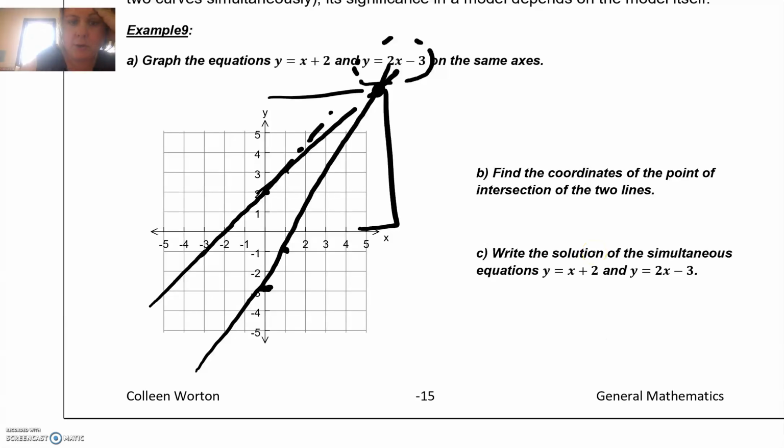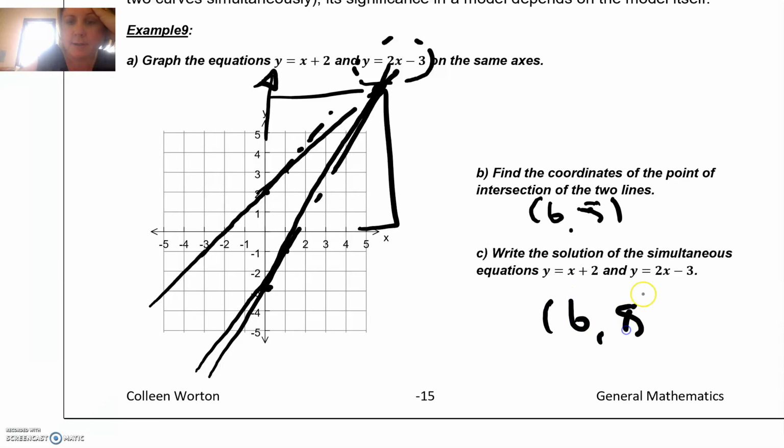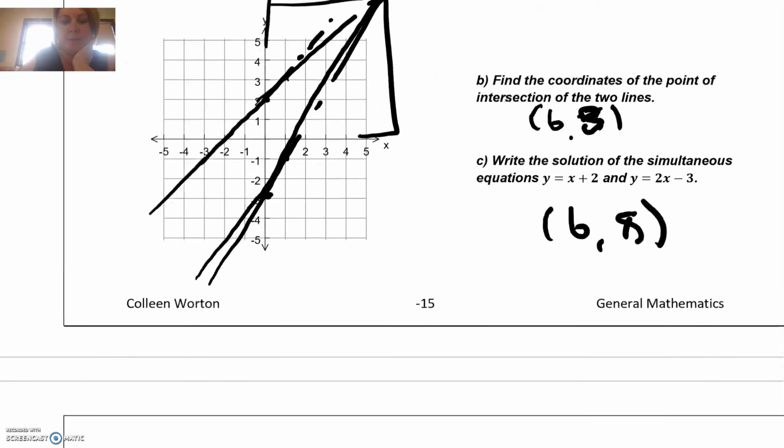Yeah, so the 2 points, let's call it 6, 8. I think that's what it's going to be. If I continue my scale, write the solution, 6, 8. Same answer for both. So they're just the two ways we can ask the question.